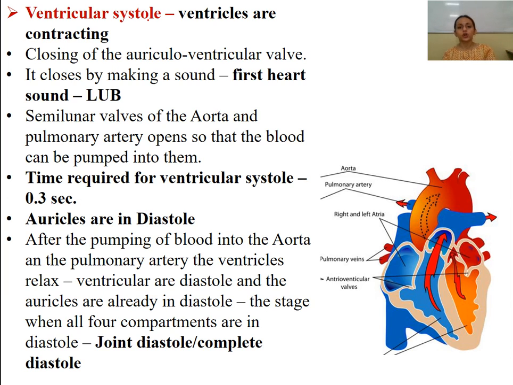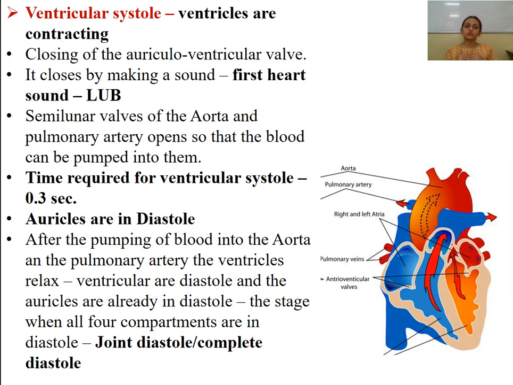Now, when the ventricles contract, the blood that was filled into their respective ventricles will move into the aorta and the pulmonary artery. The semilunar valves will open and the blood will be pumped into these two main arteries. This whole process of ventricular systole takes place in 0.3 seconds. After the blood is pumped into the arteries, the ventricle also goes in diastole.